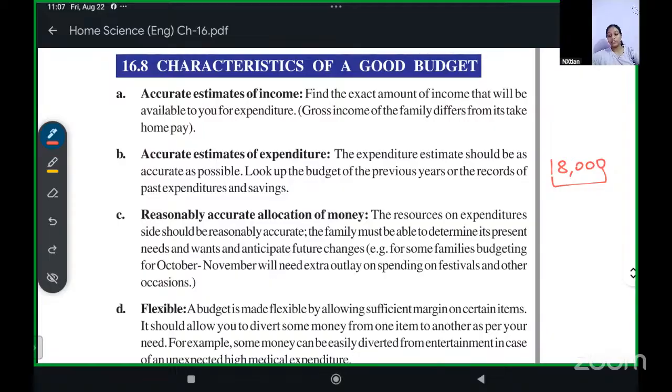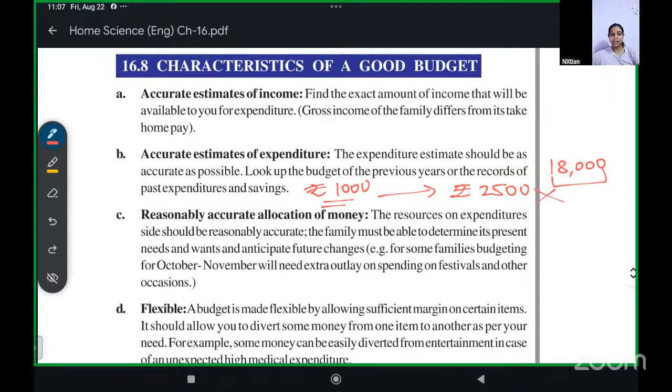Accurate estimates of expenditure. The expenditure estimate should be as accurate as possible. Look up the budget of the previous year, the records of past expenditures and savings. In the budget, I wrote that I'll buy clothes for 1,000 rupees. I went and bought clothes worth 2,500 rupees. Will that disturb my budget? Yes, that will disrupt my budget, because I wrote something else in my budget and spent something else. So this shouldn't happen.